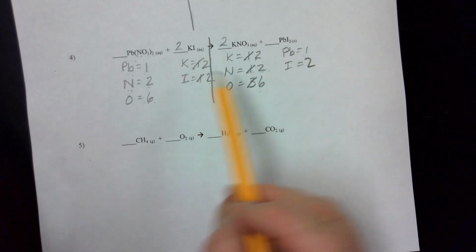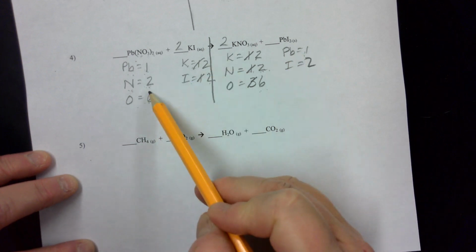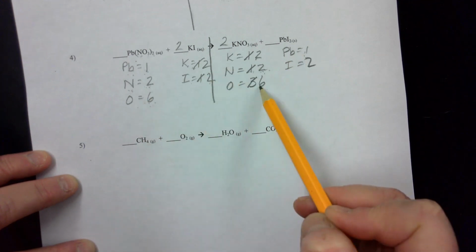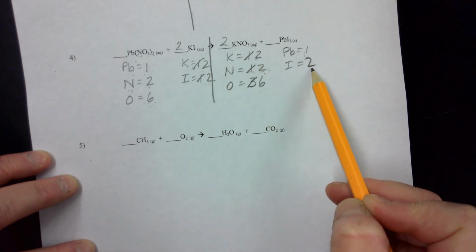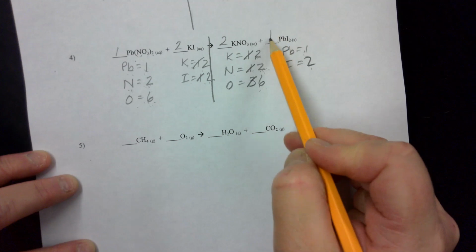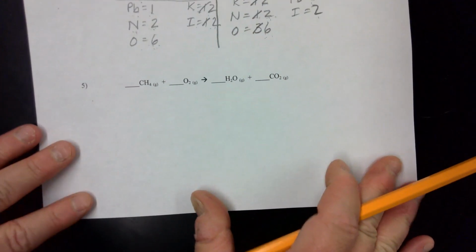So this actually, I believe, if I double check, 1 Pb, 1 Pb, 2 Ns, 2 Ns, 6 Os, 6 Os, 2 Ks, 2 iodines. So we're good. So this is 1, 2, 2, 1. All right, last one.